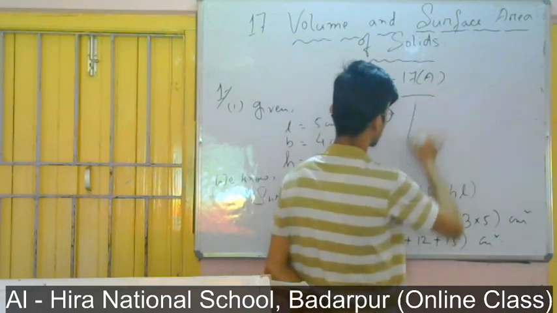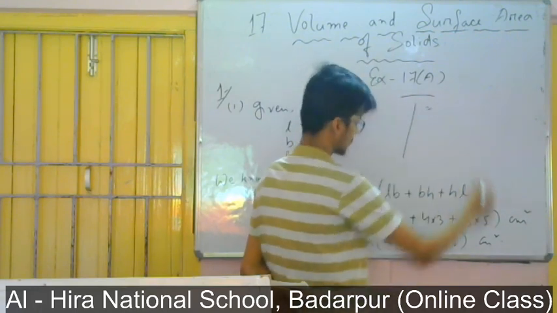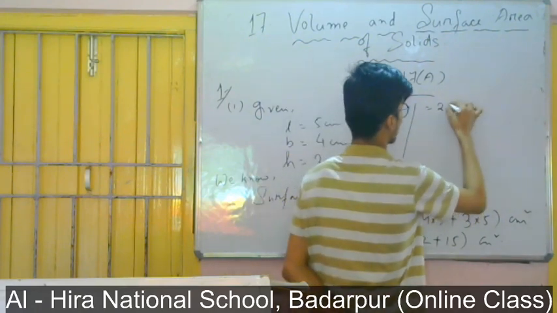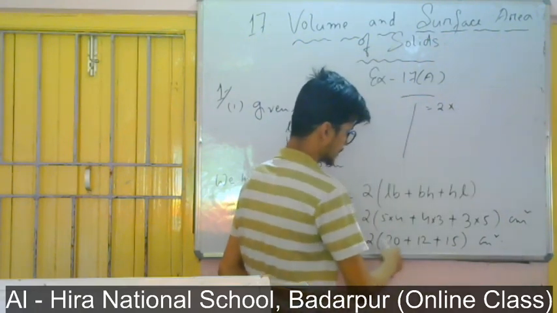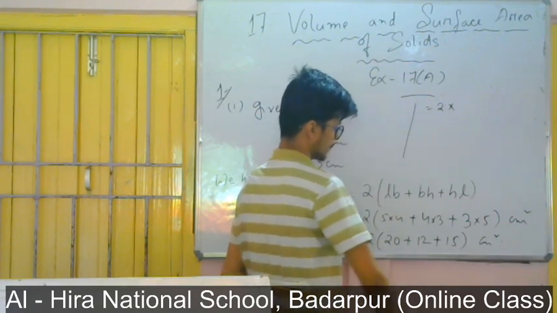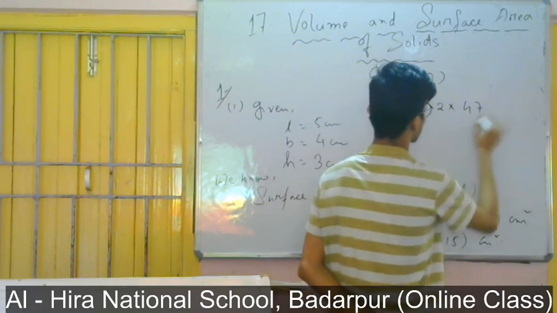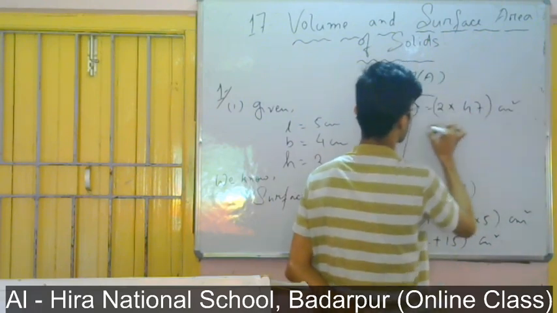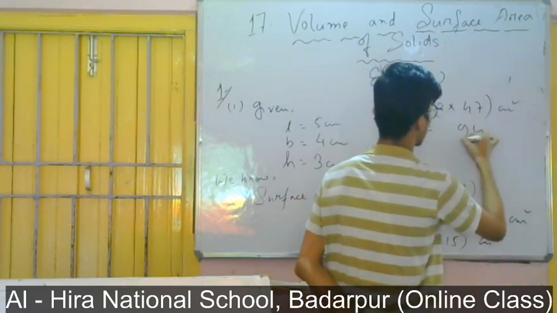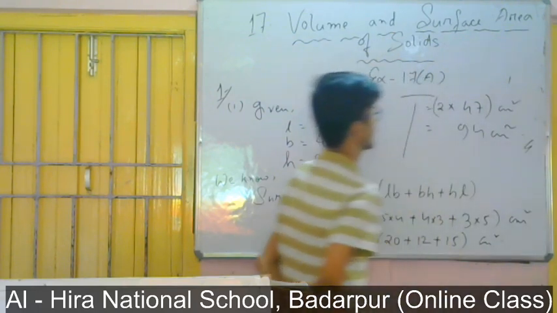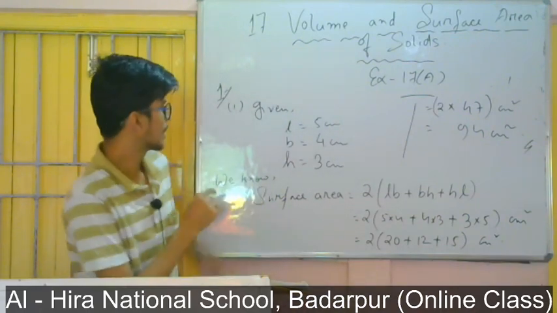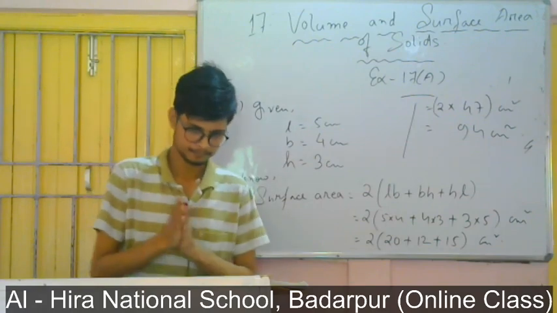So now I am doing it here. Which will be equals to 2 into, if I simply add this, it will be 20 plus 12, it will be 32, 32 plus 15, it will be 47. There it will be centimeter square. 7 2s are 14, 4, 1 in my hand, 4 2s are 8 and 1, 94 centimeter square. So the answer is 94 centimeter square. This is the area of the required cuboid.